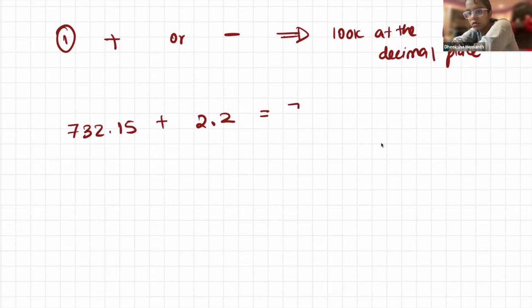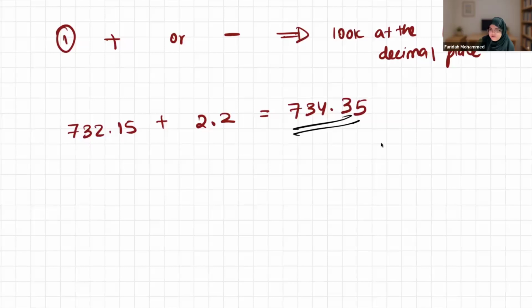734.35, right? Now, the problem is if you put this as your answer, because chemistry is a lot of calculation, this is going to be wrong. So weird, right? That's what the calculators say, but it's still wrong. So what do we have to do?